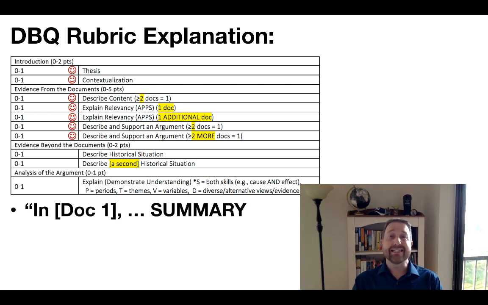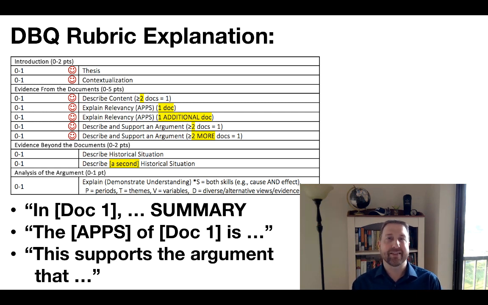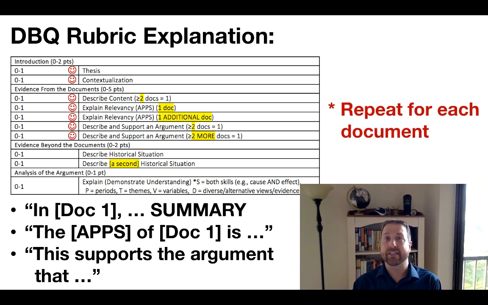You write in document 1, or whichever document you're writing about, and then you write your detailed summary of the document's content. Then you address sourcing. So you could write the purpose of this document 1 is, followed by your analysis of the relevancy of the document. Then you would follow it up by writing this supports the argument that, and then you can explain how the document and the source supports your argument. And you repeat these steps for every document.